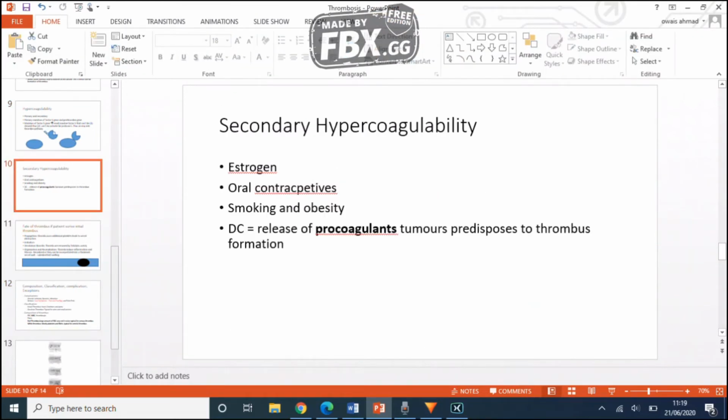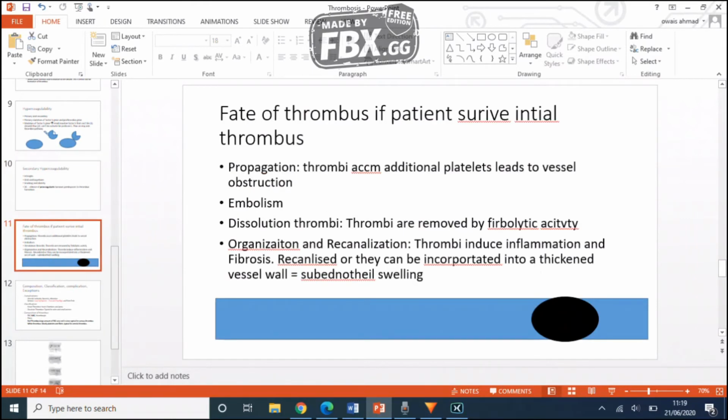So now the secondary hypercoagulability, so that's anything like your diet and stuff like that. So that can be estrogen, oral hormone receptors, which I believe controls estrogen, smoking and obesity, and also obviously disseminated coagulabilities, so that can release procoagulants. So these are basically tumors. So you have estrogens, that's something diet, then you have something like diet from your respiratory, smoking and obesity, and the third thing is obviously some cancer, which is internal, which releases procoagulants. Okay, now what else can there be?